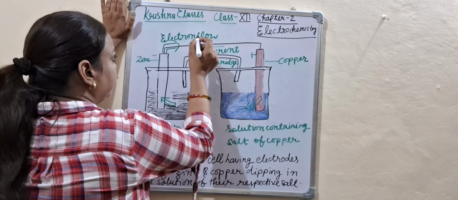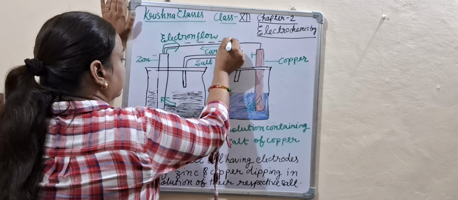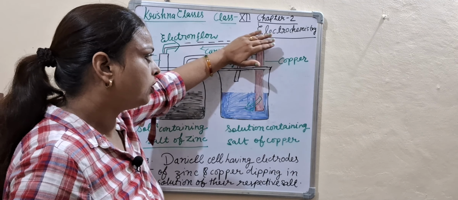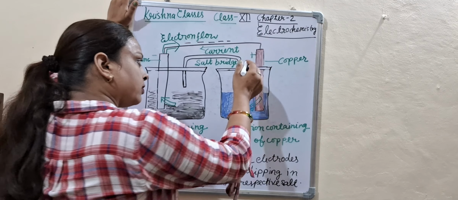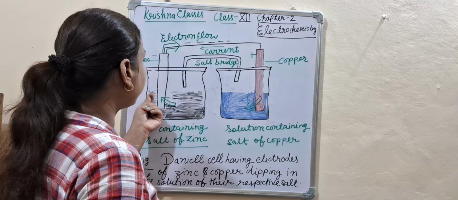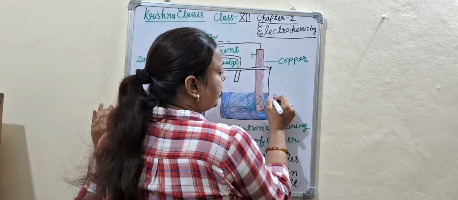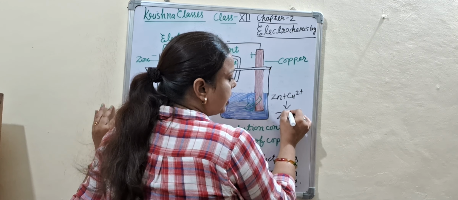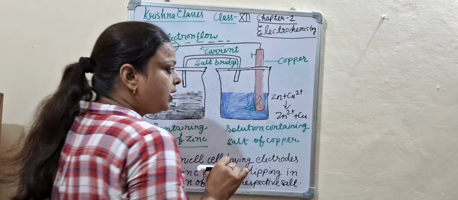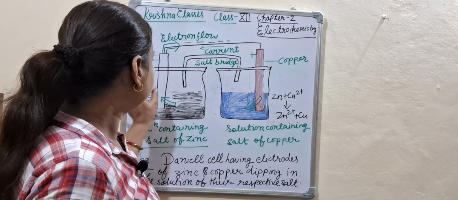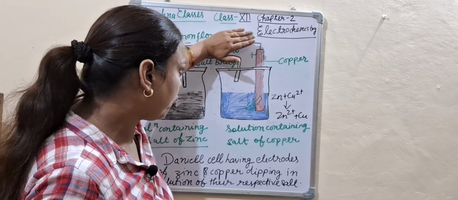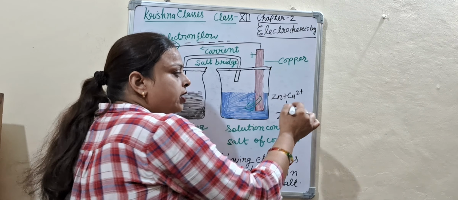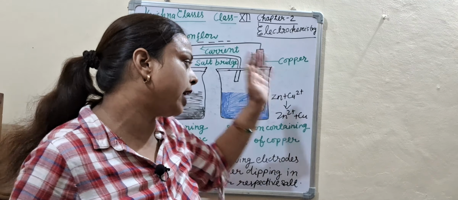There is a flow of electrons. On the zinc rod, electrons flow and go towards the copper rod. Then what happens? Zn plus Cu2+ is converted into Zn2+ plus Cu. When electrons flow from the zinc rod towards the copper rod, Cu2+ is converted into copper, and zinc is converted into Zn2+.